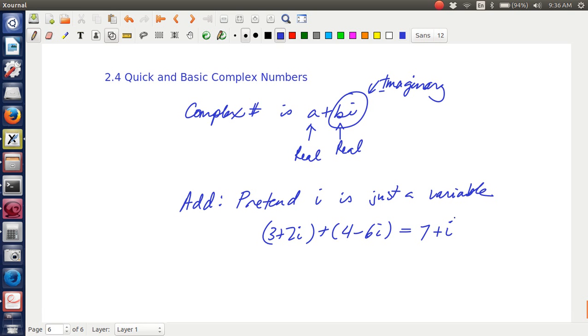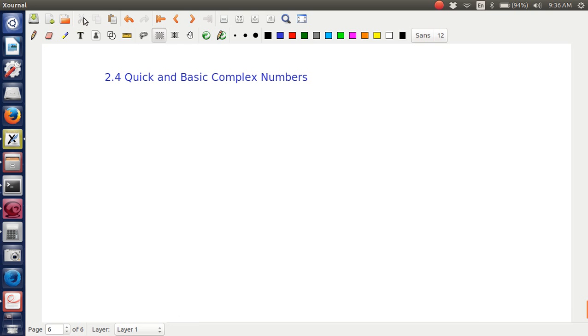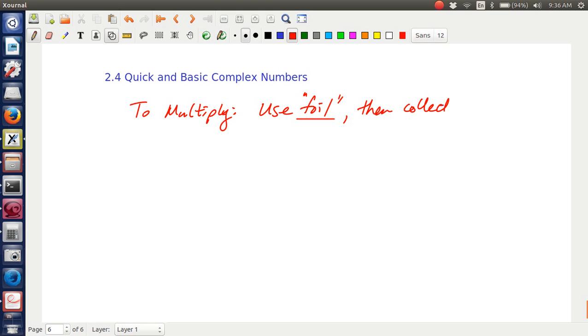Alright, that's easy. But what happens if you need to multiply? That's where it gets a little more complicated. To multiply, use FOIL, the acronym first, outer, inner, last, then collect the i's. i squared is -1, and collect the real terms. Let me give you an example. It's not that bad, it's just a little tedious.